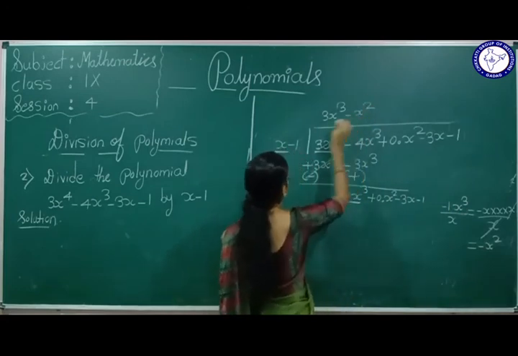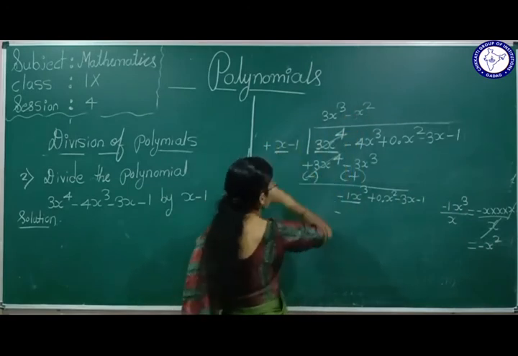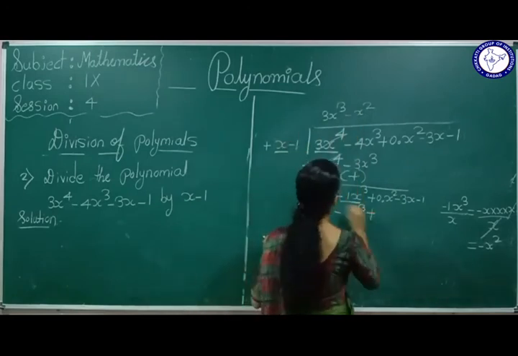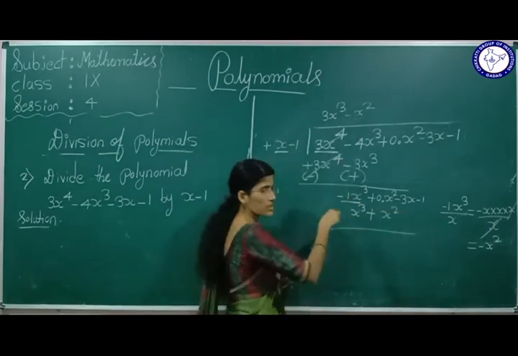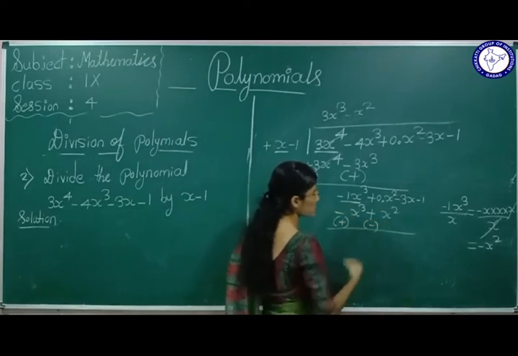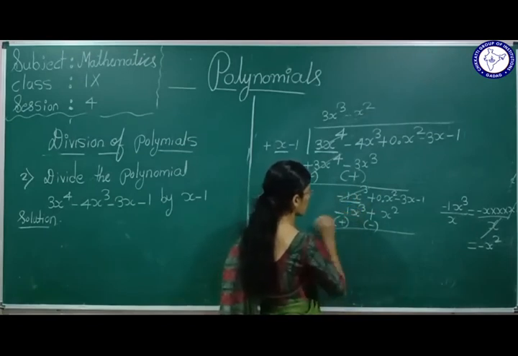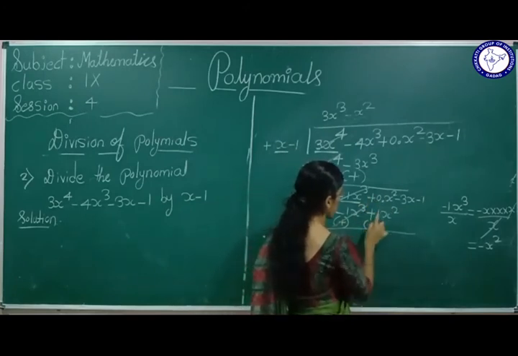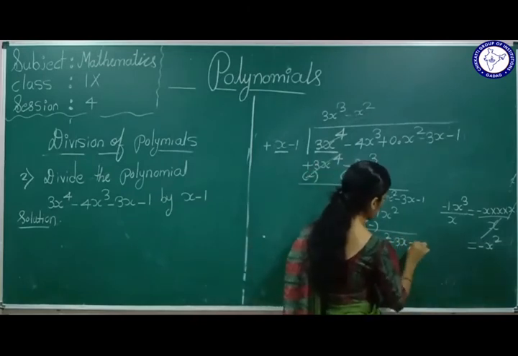Again multiply this with this. Minus plus is minus, x square into x is x cube. Minus minus is plus, x square into 1 is x square. Now subtract these two. For subtraction we will change the sign. Minus is there means plus, plus is there means minus. Minus 1x cube plus 1x cube is going to get cancelled. What is plus 0 minus 1? It is minus 1x square minus 3x minus 1.